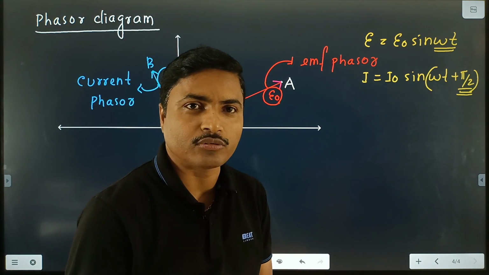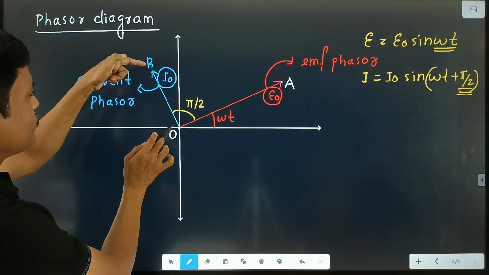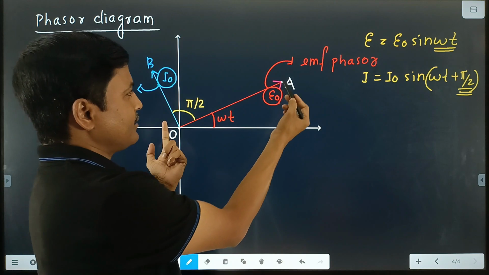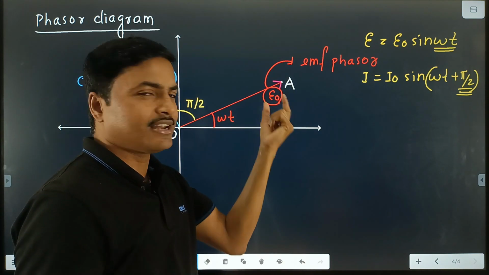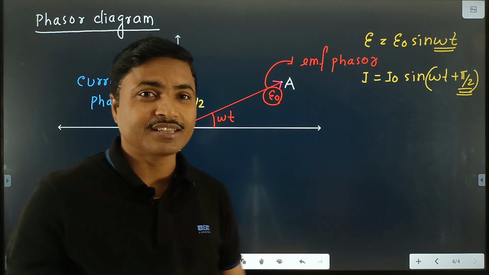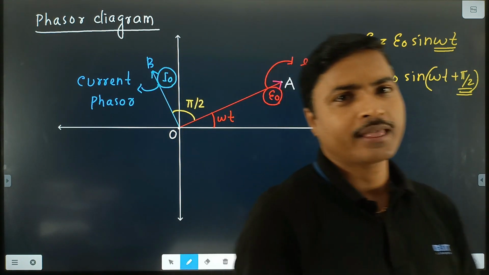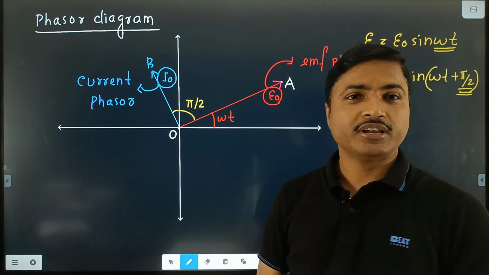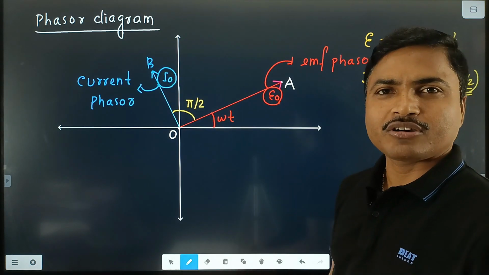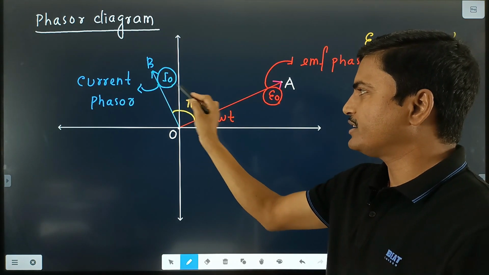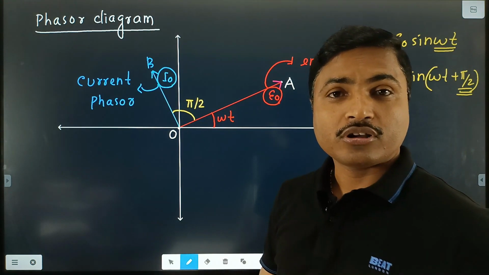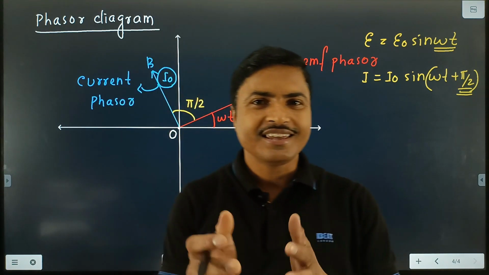OB means the magnitude, magnitude is I0. OB vector means the current phasor. It is the same thing: OA means the magnitude, magnitude is E0, the maximum value. OA vector means the EMF phasor. Clear? And this is the phasor diagram, because in this diagram two phasors are there. One is the EMF phasor, another is the current phasor, and this is the phase difference between the two phasors. Clear?